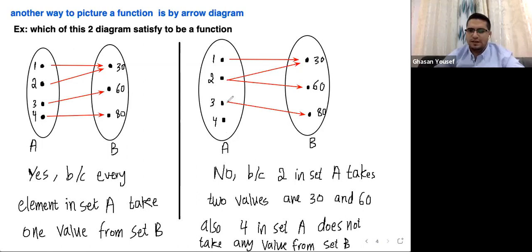So the answer here is no, because 2 takes 2 values, 30 and 60, from set B. And also number 4 does not take anything, and it should take at least one, like number 4 should take one value from B. Each element should take only one value from the set B. Any question?